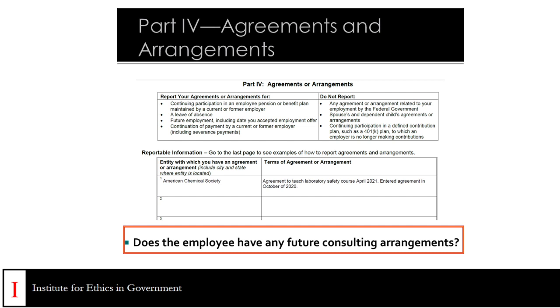But I think it's really incumbent to go back and make sure that, yes, the current consultancy they no longer hold, but also whether they have begun any sort of negotiations for a future consulting arrangement. We would want to see it on part 4, agreements and arrangements, because as I said in the previous slide, that would create for them a potential 208 conflict of interest that might require their recusal from certain matters.